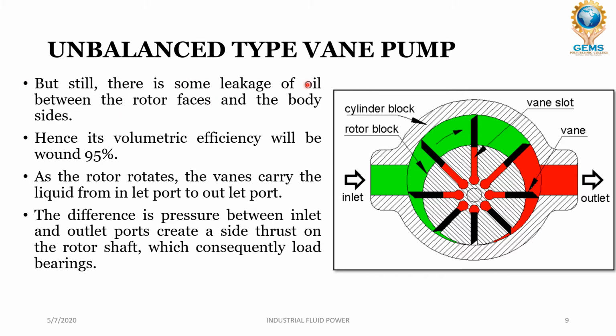But still, there is some leakage of oil between the rotor faces and the body sides. Hence, its volumetric efficiency will be around 95%. As the rotor rotates, the vanes carry the liquid from the inlet port to the outlet port. The difference in pressure between the inlet and outlet ports creates a side thrust on the rotor shaft, which consequently loads the bearings.